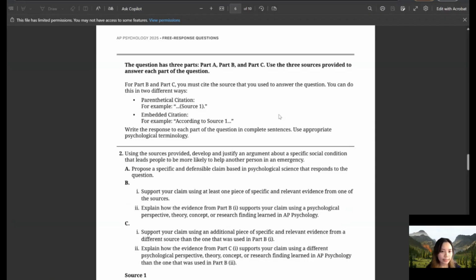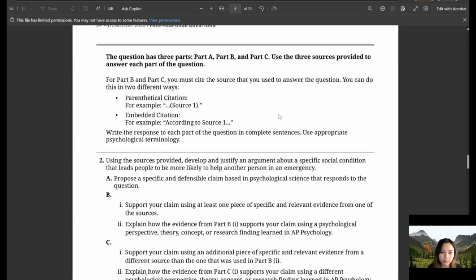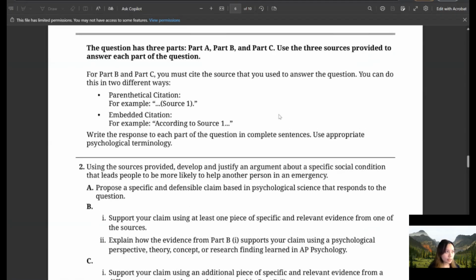So let's get into the second part of the FRQ, set 2, right now. Set 2 is a little bit harder and more complicated and has more reading than part 1, but it's okay. We have good tips to help you get through it. Let's start by reading what you need to do for section 2. The question has 3 parts, part A, part B, and part C, using 3 sources provided to answer each part of the question.